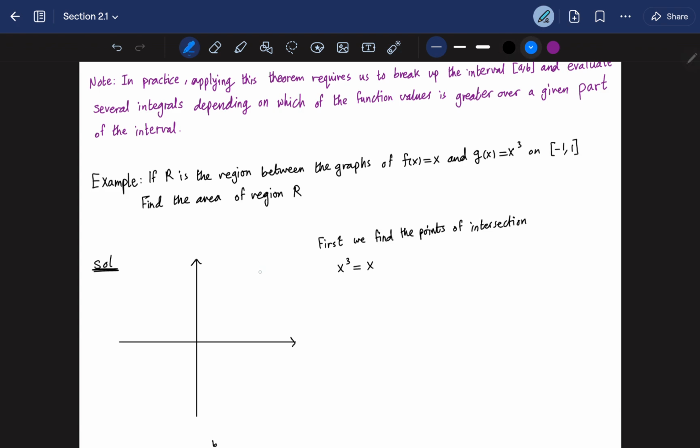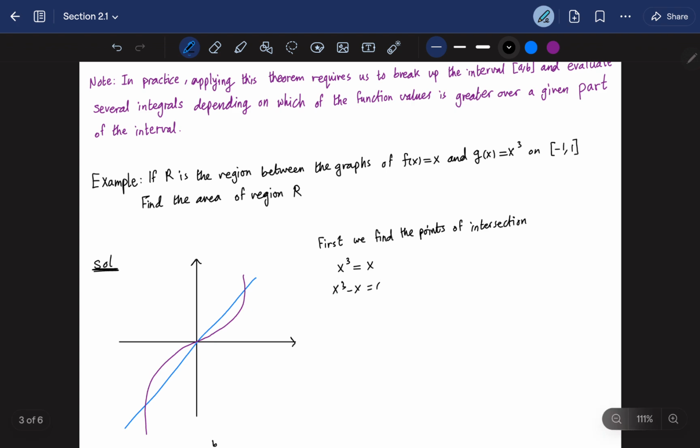So the line x, this is my line f equals x, and then I have x cubed that looks something like this. And now let's see, the first step is always finding the points of intersection. Finding points of intersection means I want to equal the functions and solve an equation. So now x cubed is equal to x.